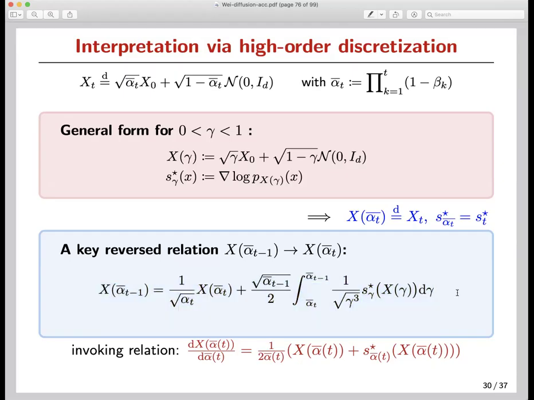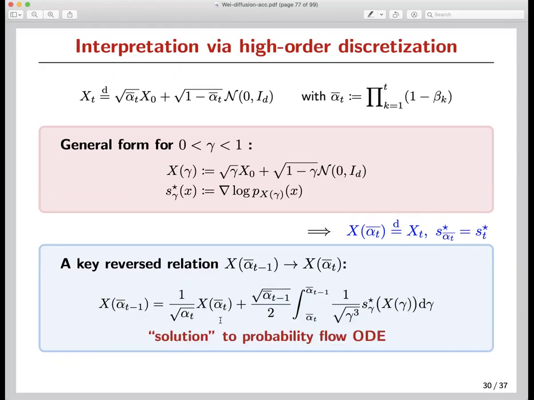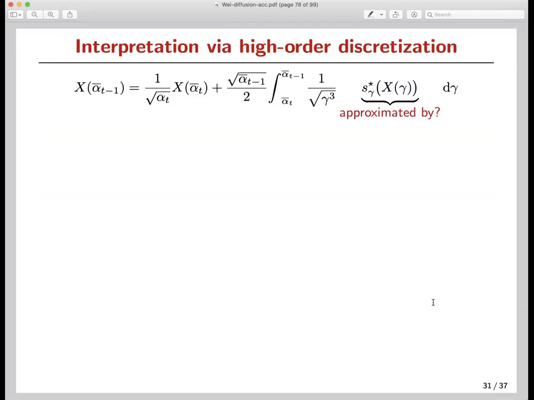Okay, so for now, please just believe me that this is true. We go from xt to xt minus 1. So the probability flow ODE satisfies this equation. Now, you are doing integration from alpha t to alpha t minus 1, right? But in practice, we only estimate those scores on discrete time points. So we need to approximate this integral using the discrete time estimates.